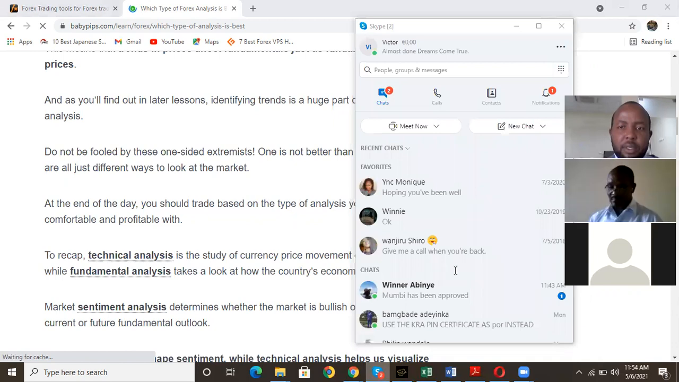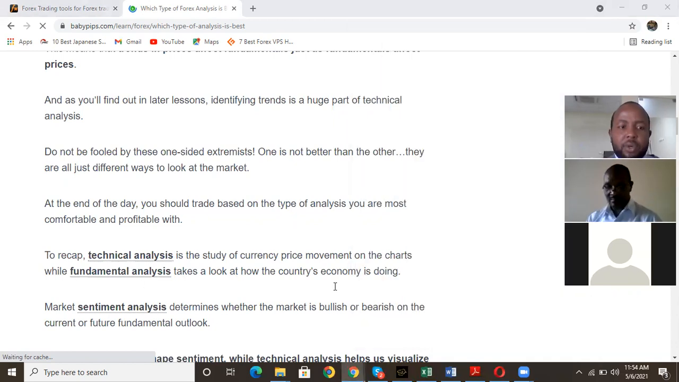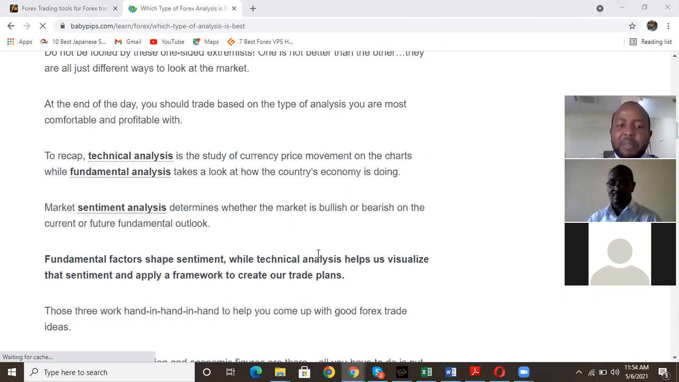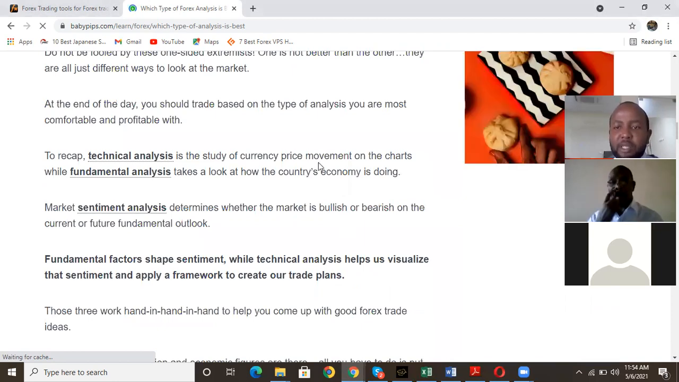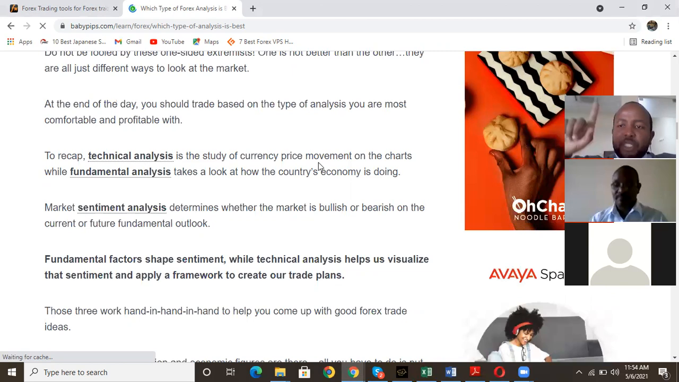Okay. So while fundamental analysis takes a look at how the country's economy is doing, sentiment determines whether the market is bullish or bearish. Bullish means, of course, the bulls. Bulls are guys who are pushing the price up. Bears are the guys who are pushing the price down. So when we say the market is bullish, we're looking at the market going up. When the market is bearish, we're looking at the market coming down.